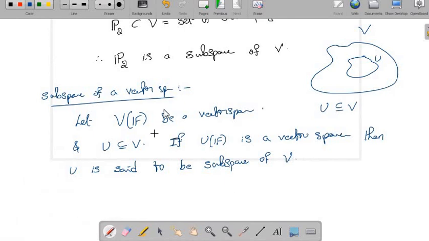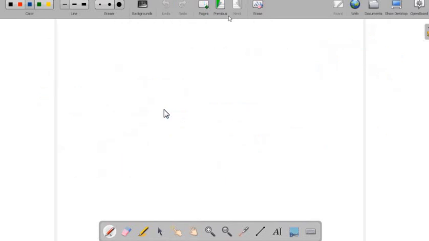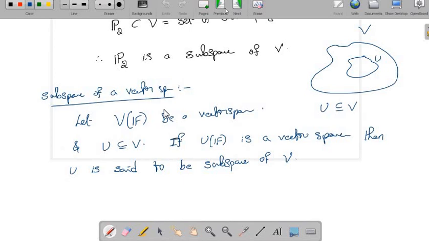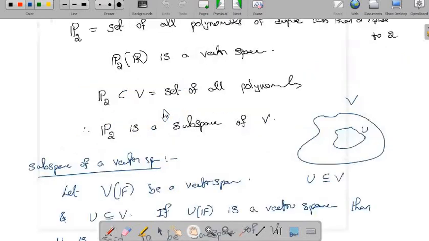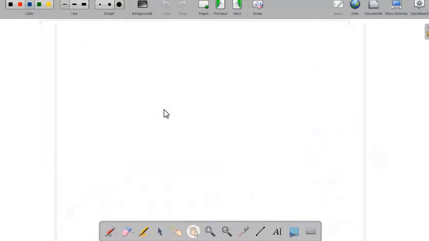So I hope you understand the definition of subspace. A subset that itself is a vector space is called a subspace of that vector space. Now let us see what are the examples of subspaces of a vector space. For example, earlier we have seen that the set of all polynomials of degree 2 is a subspace of the set of all polynomials.